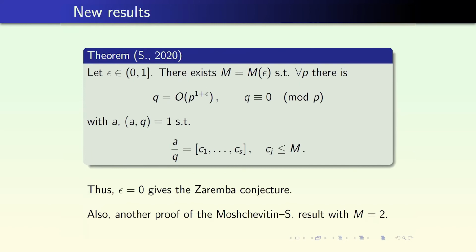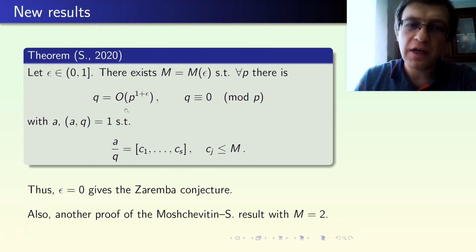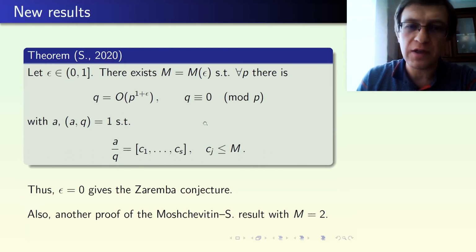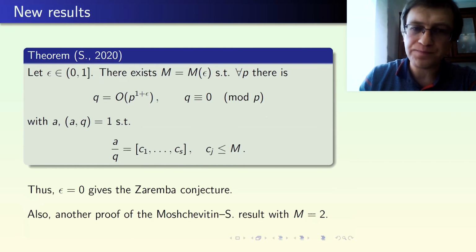And my result is the following, that actually it's possible to find q such that q is p to the 1 plus epsilon for any epsilon, such that all partial quotients of a over q are bounded by M. Literally, if you take epsilon equals 0, this is equivalent to Zaremba's conjecture.